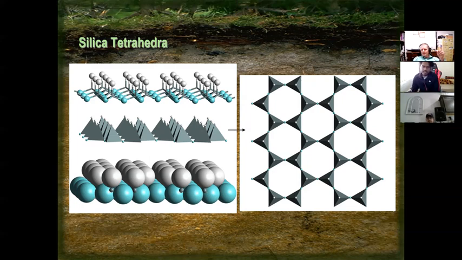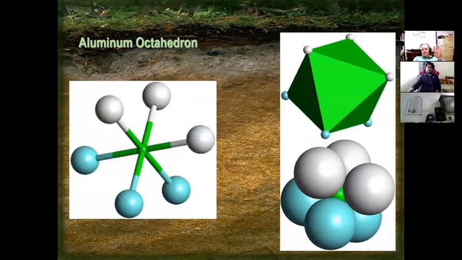So silicon in association with oxygen forms a tetrahedron, so a 4-sided shape. Now, aluminum will also join up with oxygens, but we need to remember that it's a little bit different. Aluminum is going to form an octahedral sheet, an octahedral shape. So again, we've got this aluminum atom here in the middle, and it's surrounded by 1, 2, 3, 4, 5, 6 oxygens.